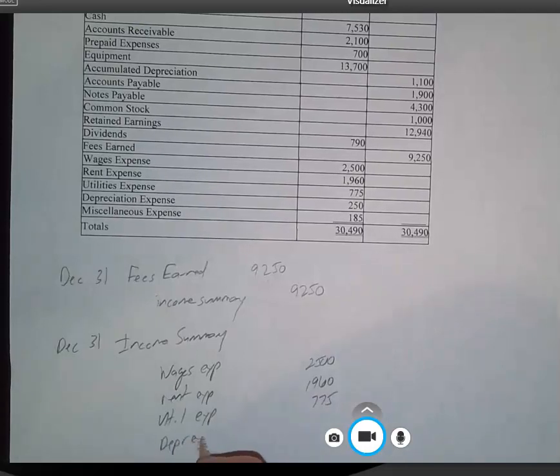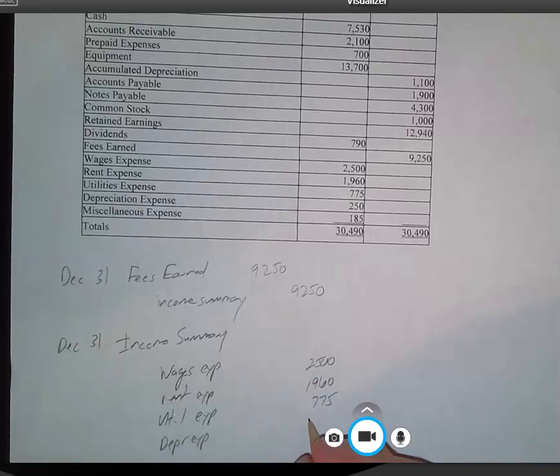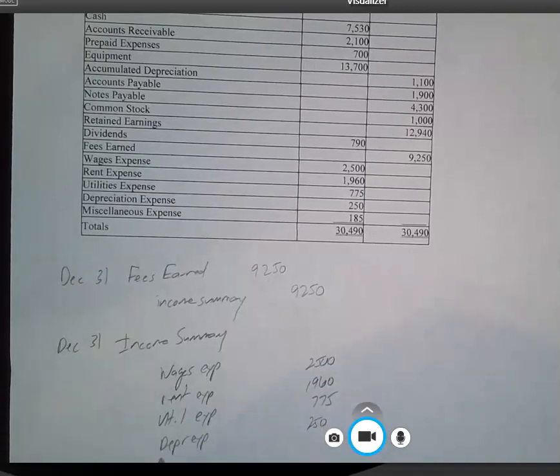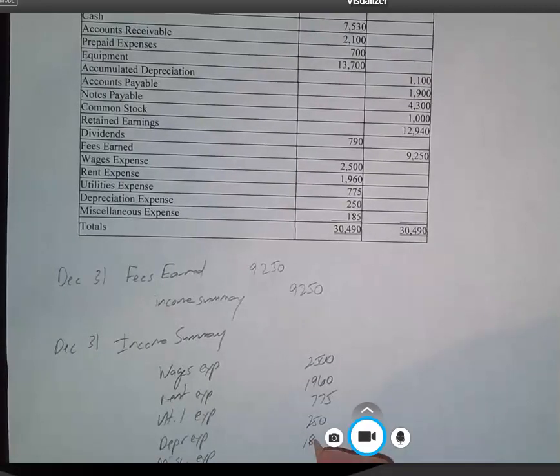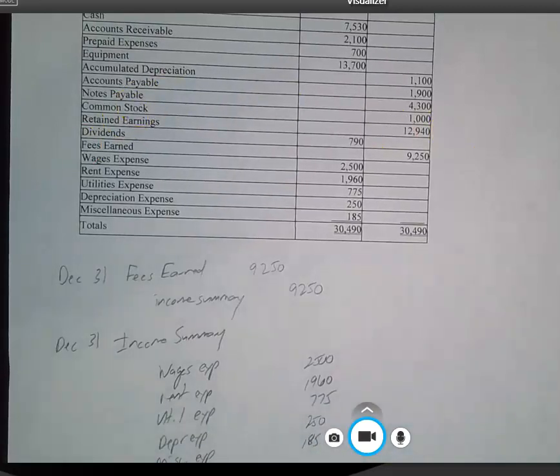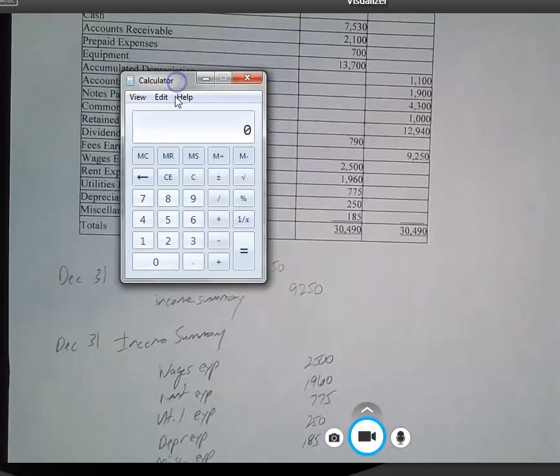Depreciation expense for $250, and miscellaneous expense is going to be credited for $185. So let's bring our calculator back over here real quick and just add these up. $2,500 for wages, $1,960 for rent, $775 for utilities, plus $250 for depreciation, plus the $185 for miscellaneous expense, and that gives us $5,670.